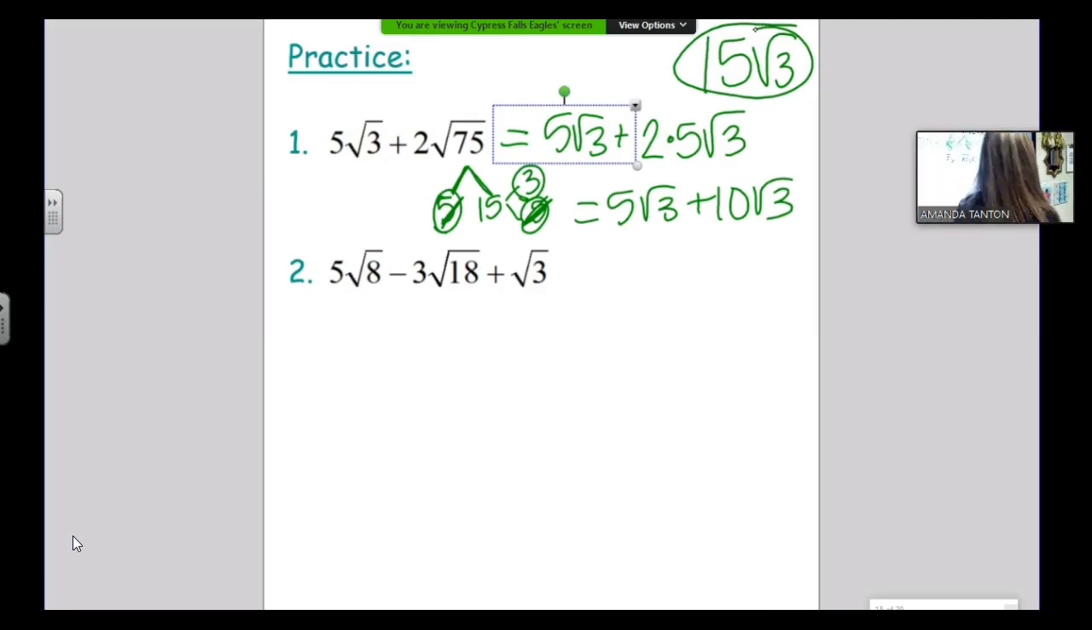Let's try this next one. I'm going to go to all the radicands that can be simplified. Ooh, I'm going to start simplifying them.